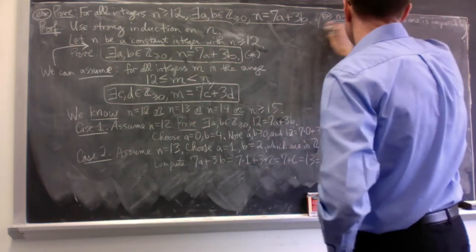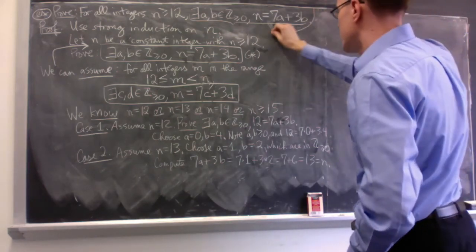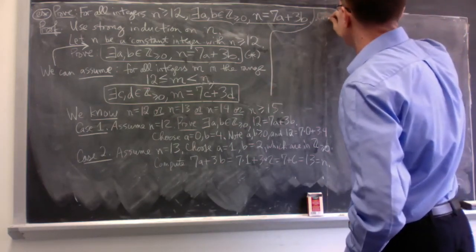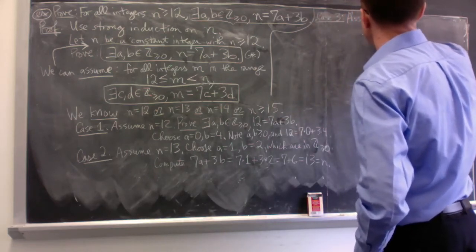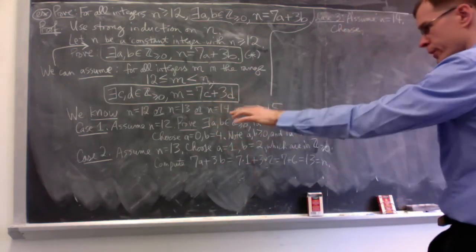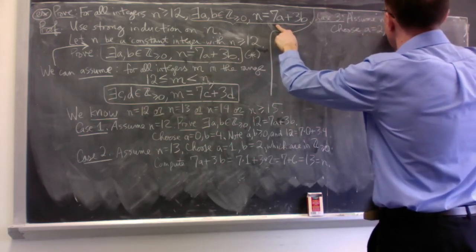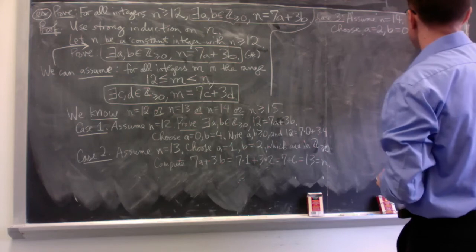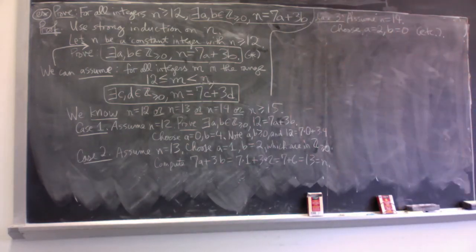Case 3, n equals 14. I'll just say it briefly. Just looking at that, you can see that you can do a equals 2, b equals 0. I won't write all the details there. It's greater than or equal to 0, and it works. 7 times 2 plus 3 times 0 is 14. All right, so now, that's fine.